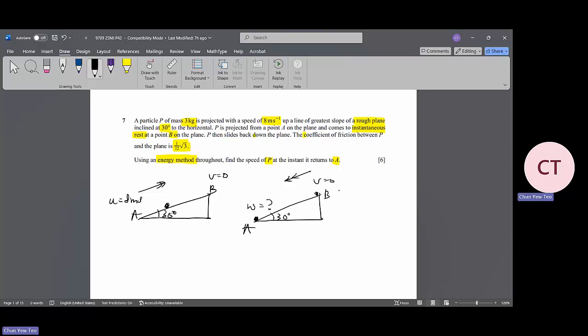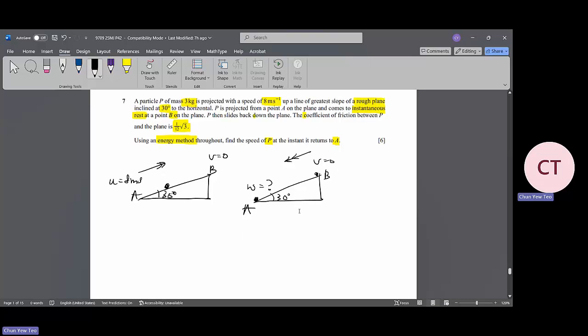Okay, so what we need to do is consider case number 1 and case number 2. Case number 1 is where you go up. Case number 2 is where you go down. That is because we want to know the distance over here. We need to know the distance over here. Okay, so case 1, this is case 2. So for case 1, using the conservation of energy.